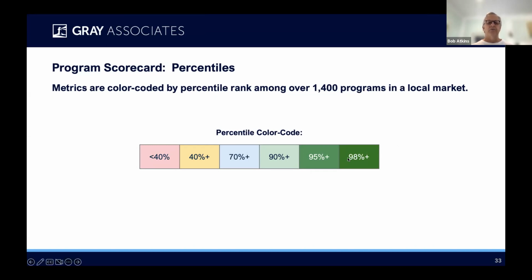As you go from green to red, things are getting worse. So by the time you get down to pink here, we're at the 40th percentile or lower on a given metric, or for that matter, in an overall category where we're showing that. So green is good, red is bad. That's true for all the data we're about to look at.